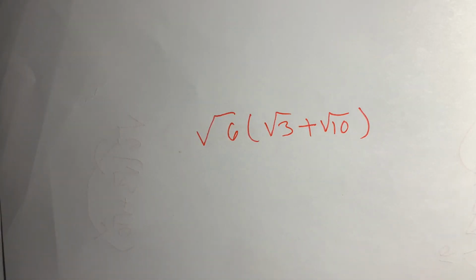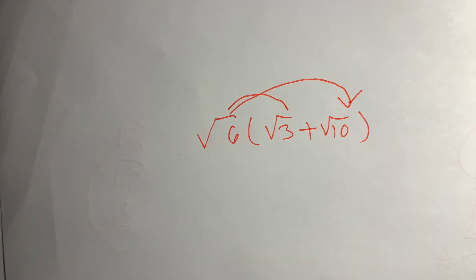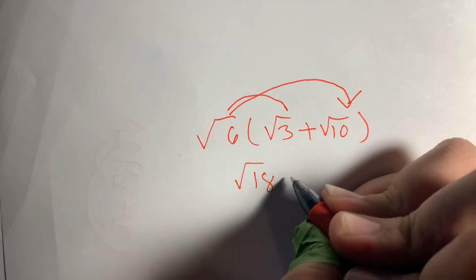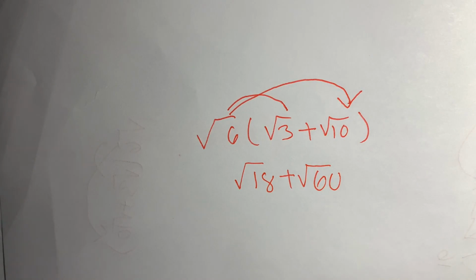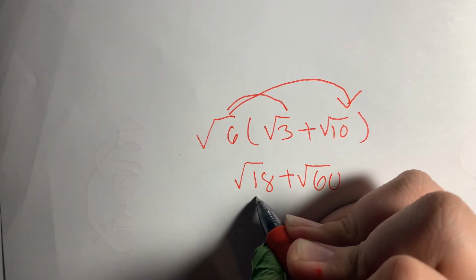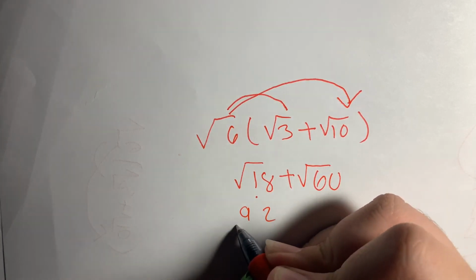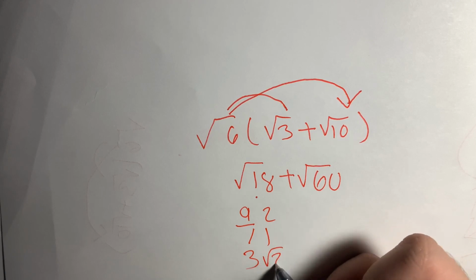Okay, so what you're going to want to do first is distribute the radical 6 to the 3 and the radical 6 to the 10. In this case, it's going to give you radical 18 plus radical 60. Okay, so now you're just going to want to simplify these two numbers, which 18 is going to give you 9 and 2 because 9 is a perfect square. So then this goes down to 3 radical 2.